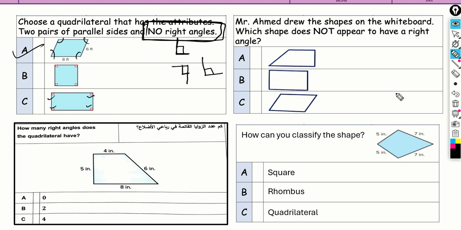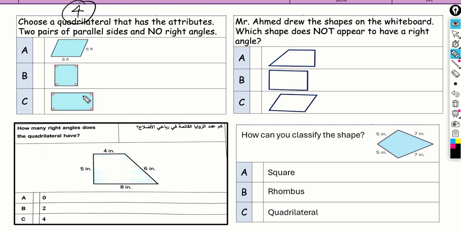Okay, quadrilateral means 4 sides. I'm talking about this question now. How many right angles does the quadrilateral have? 1, 2. Is this a right angle? No. Is this a right angle? No. But is there an angle? Yes. So right angle, right angle. No right angle, no right angle. So how many?